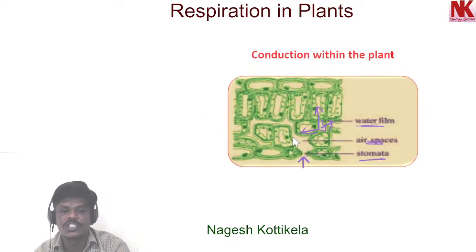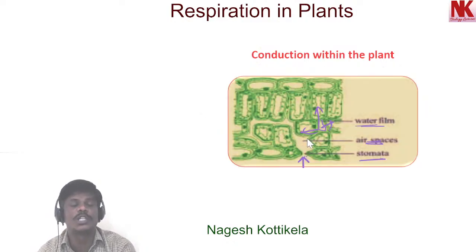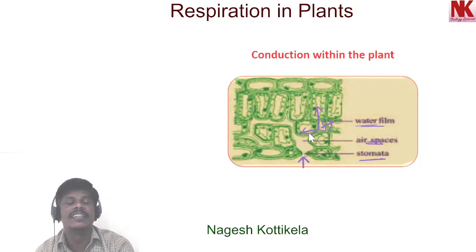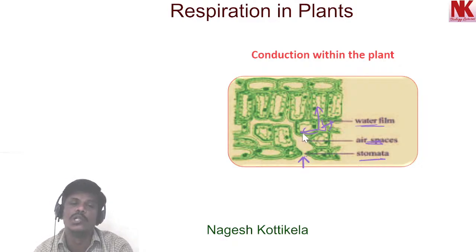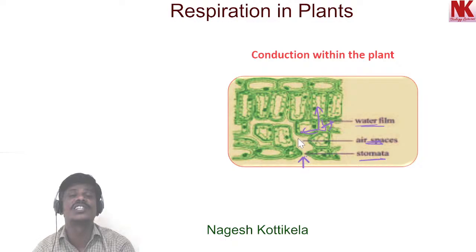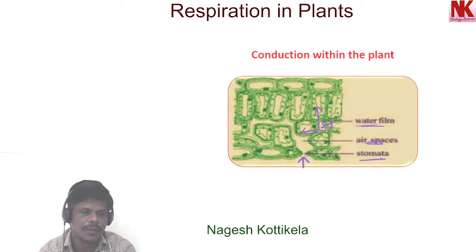You can see this air space is lined with a water film and the oxygen is dissolved in that water, and as the cell walls are porous, as they are freely permeable, the water can enter into the cell cytoplasm. Along with the water, the oxygen is also entering into the cell cytoplasm. So this is how transport of oxygen occurs into the cell cytoplasm, where it is useful for the metabolic reactions that release energy. Now moving to the next.